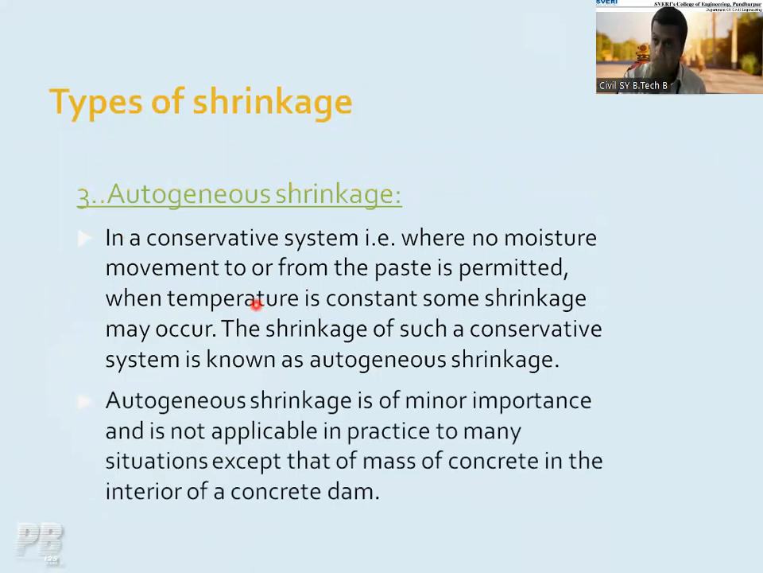Okay, so in a conservative system, what is the conservative system? At first I will read and then we will explain. The conservative system is where no moisture movement to or from the particular paste is permitted, that is, the moisture is entrapped, it is locked in the concrete body. When the temperature is constant, some shrinkage may occur. The shrinkage of such a conservative system, we call it the autogenous shrinkage.